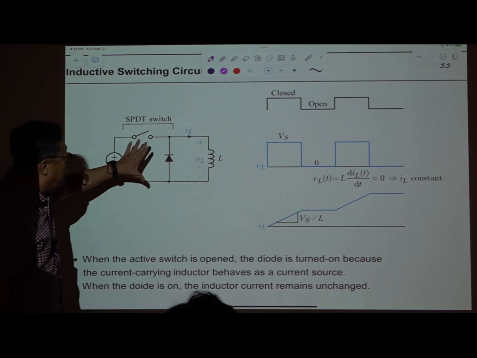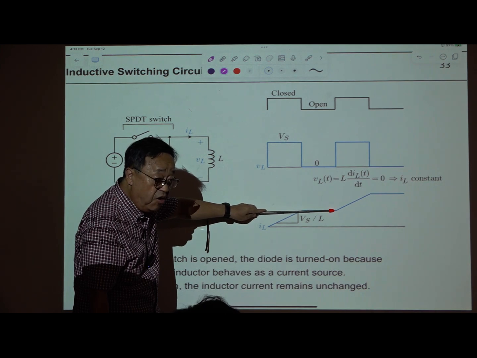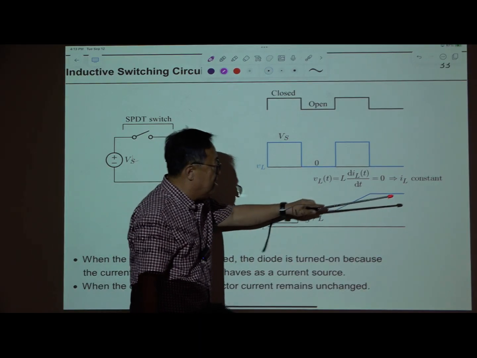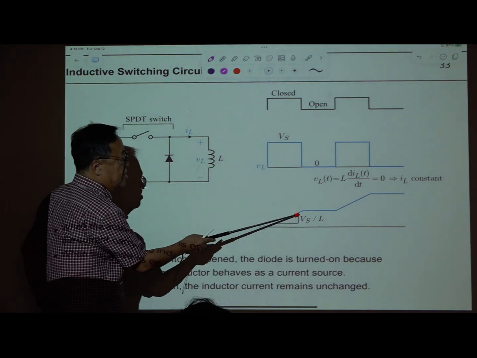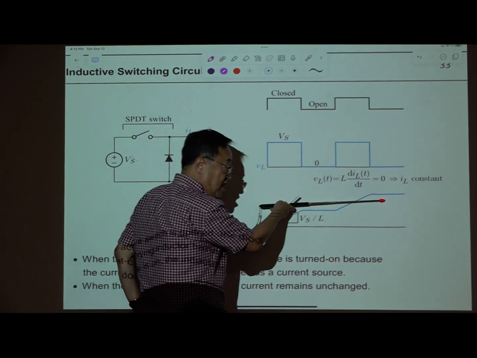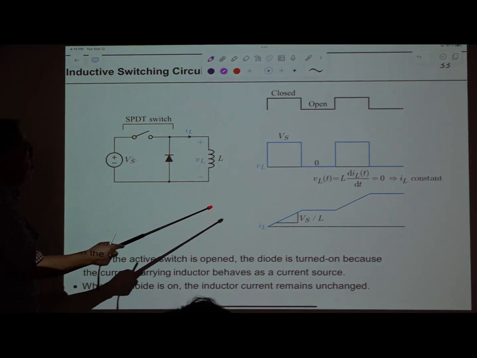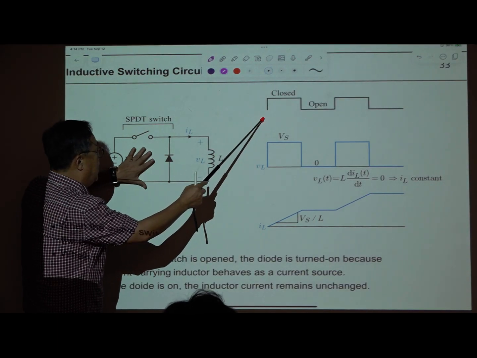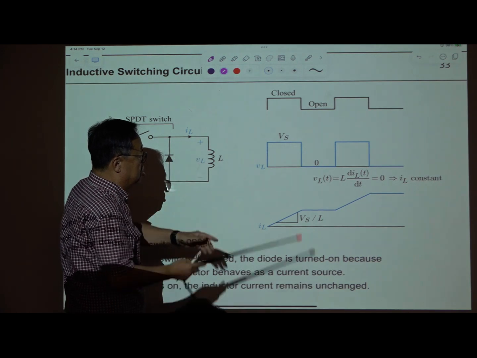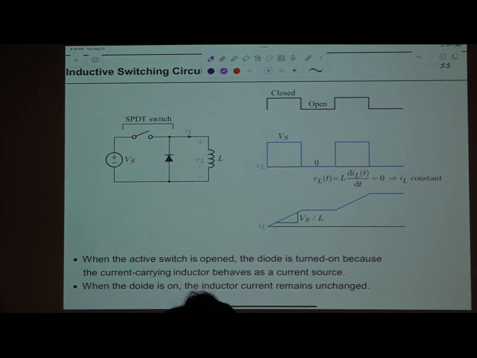When this diode is turned on, the voltage across this diode is 0. That means this current remains here, and in the next cycle it increases and goes like this, right? So iL is increasing, staying the same, increasing, staying still, and goes on like this. So maybe this will work. The inductor voltage during this period is Vs, and during this period the voltage is 0. That 0 means the time derivative of the inductor current is 0, so the inductor current remains constant during that period.